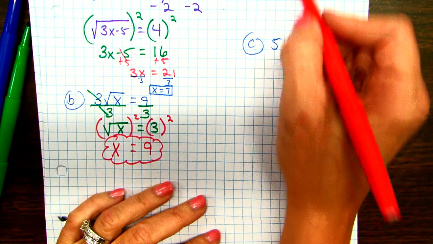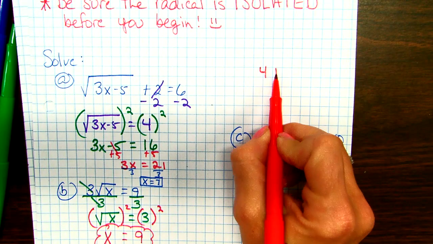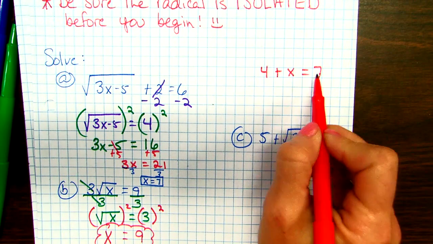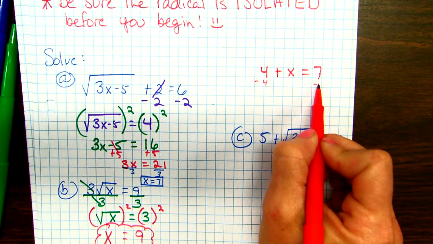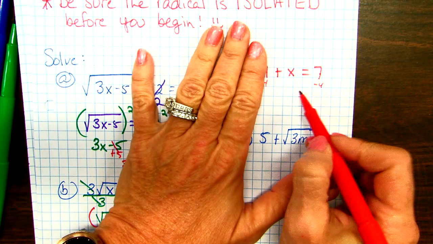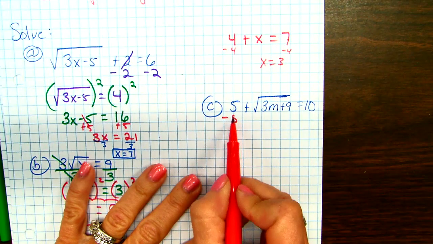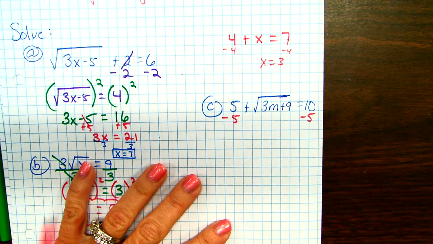Yeah, it's the same. If I gave you this equation right here, so you don't need to write this, just look. If I gave you 4 plus x equals 7, to get the 4 to the other side, you would subtract 4, and then you're just left with a positive x, which is just x equals 3. Same idea. Subtract 5 from both sides.